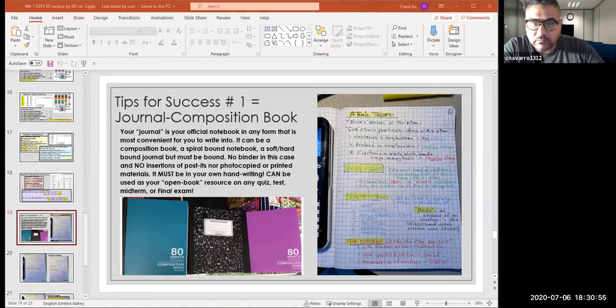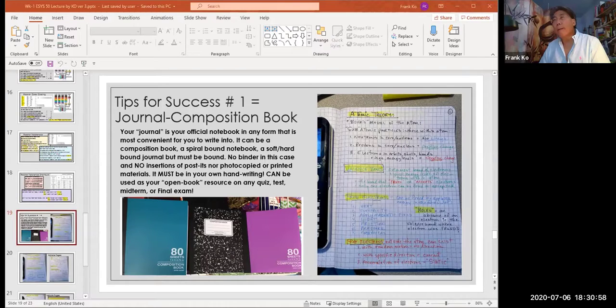Now, this journal cannot have insertions, meaning you can't put Post-its in here. You can't put photocopied or printed materials in here. Everything must be written in your own hand. And you can use this in the future, when we get back to our on-ground courses, as an open book resource for any quiz, any test, any midterm, any final exam.